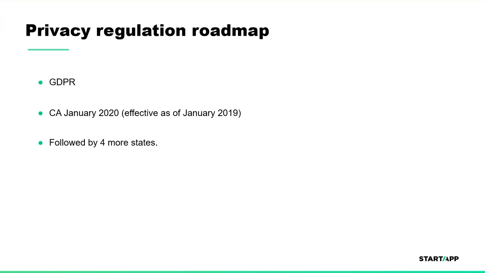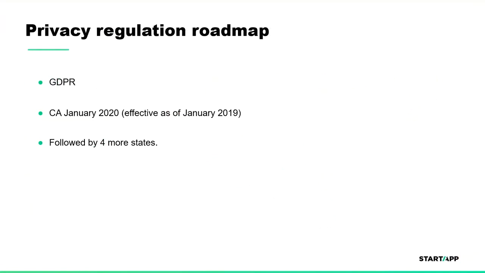And more than that, the look back of this bill is for January 2019, which means roughly in less than 2 months from today. So once you're live in January 2020, you need to be compliant with the year look back. So this is really around the corner in terms of timeline for California. And by the third bullet, according to the conversations that the IAB are having with the regulators, we should expect at least 4 more states to follow with similar regulation.